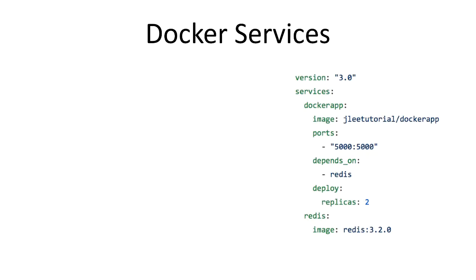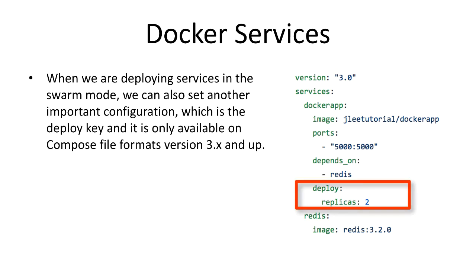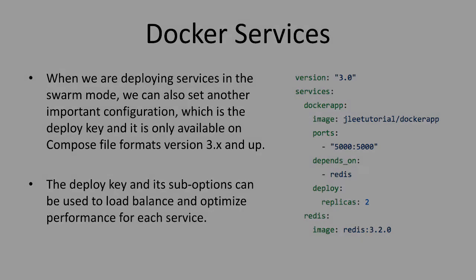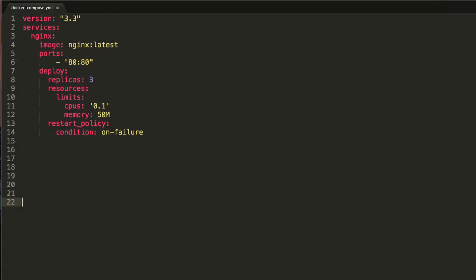When we are deploying services in the Swarm mode, we can also set another important configuration, which is the deploy key, and it is only available on Compose file formats version 3.x and up. The deploy key and its sub-options can be used to load balance and optimize performance for each service. Let's take a look at this Docker Compose file.